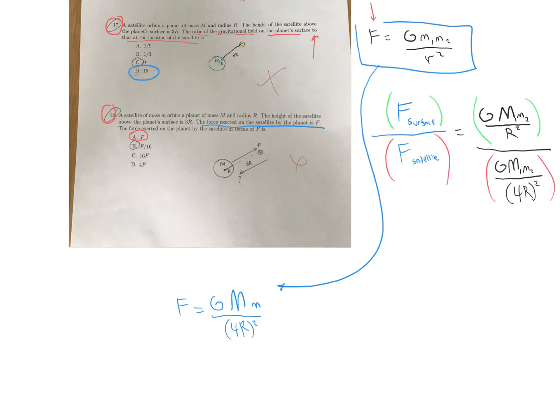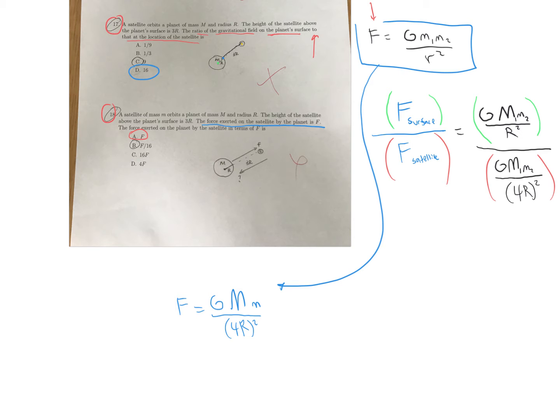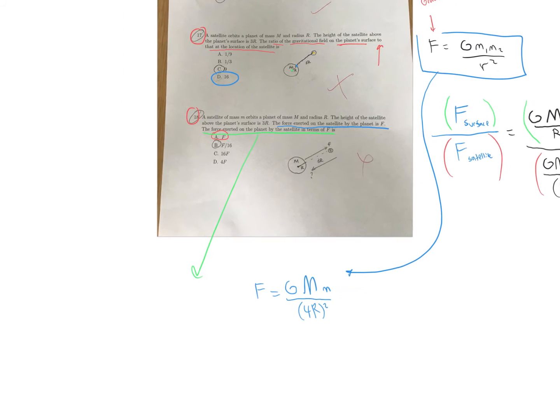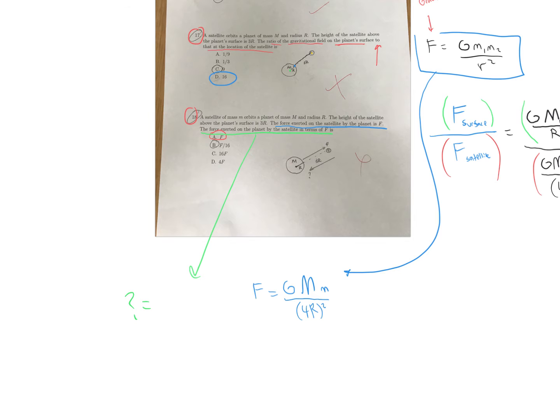Now, that is the blue statement. A force exerted on the satellite by the planet is F. Well, we just represented that. But then they're like, the force exerted on the planet by the satellite in terms of F is what? Well, that's the green situation, which we're going to bring over here. Well, wouldn't that be question mark equals, well, certainly the gravitational constant, big M times little m, right? Because we're entering the same information. And then you have to put the distance between the satellite and the Earth. Well, that's going to be the same thing, right?